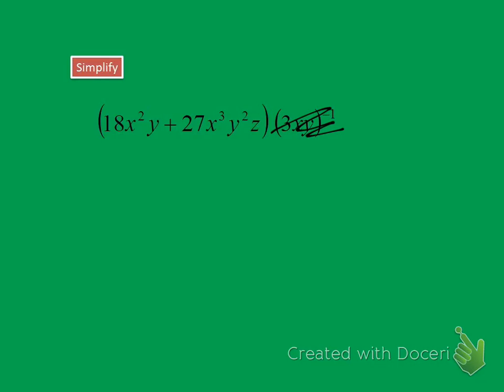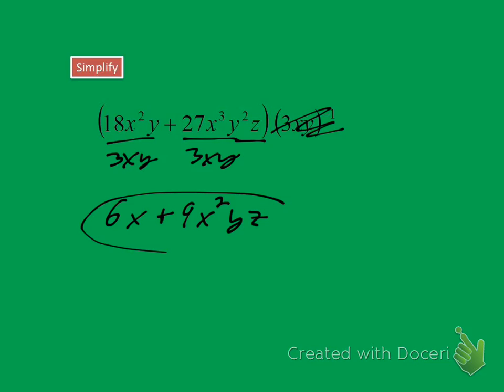So you take out that 3xy and divide each one of these by 3xy. That's all you have to fix. Take out that 3xy to the negative first, put it underneath each term of the other one, and then simplify again. So 18 over 3 gives you 6. X squared over x gives you x. The y's cancel. Plus 27 over 3 gives you 9. X goes to square. Y squared goes to y. And then z tags along.